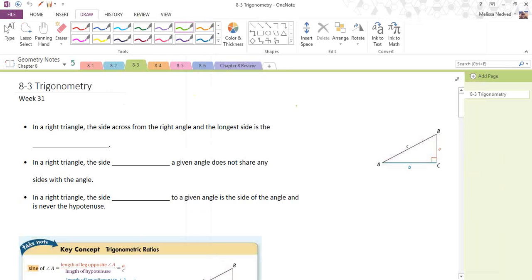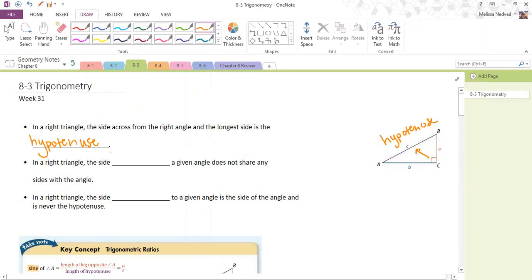Before we can jump in and start using that, in order to know which trig function to use, we need to know how we can talk about sides in terms of this triangle. So, in a right triangle, the side across from the right angle, the longest side, is the hypotenuse. That's side C here. We know that term, we've had that term. Hopefully you're really used to picking out the hypotenuse. Hopefully you know it's our longest side and it's across from the right angle.